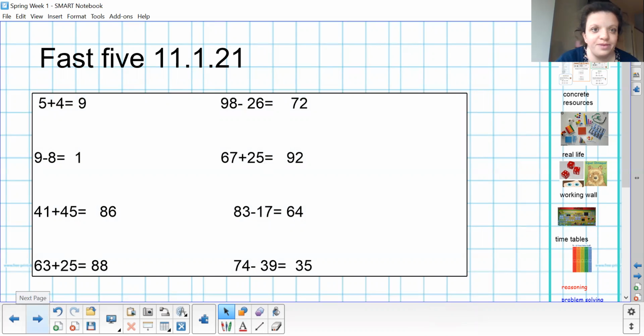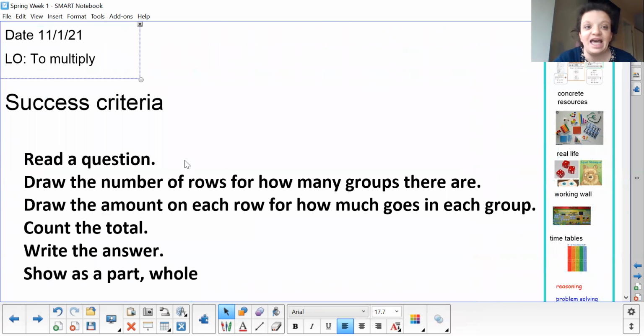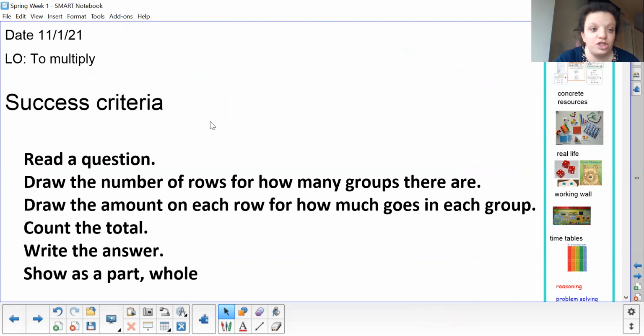Fantastic, well done. Okay, so today we're going to be carrying on with multiplying, and we're going to be reading our steps to success to work out how to multiply and what we're going to do today. So we're going to be multiplying using something called arrays today. So we're going to read a question. We're going to draw the number of rows for how many groups there are. We're going to draw the amount on each row for how much goes in each group. We're going to count the total, write the answer, and show it as a part whole.